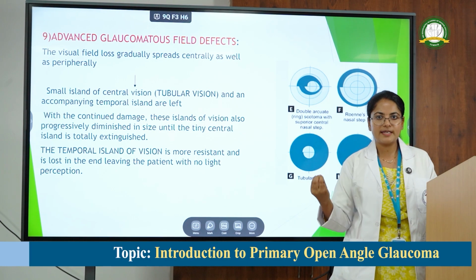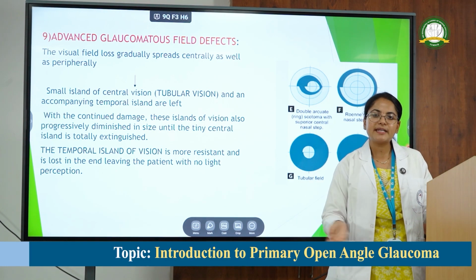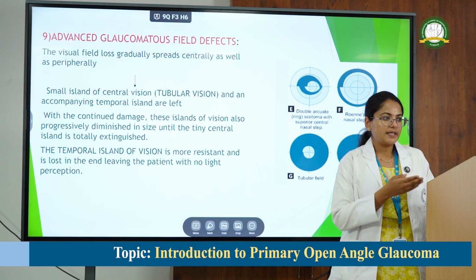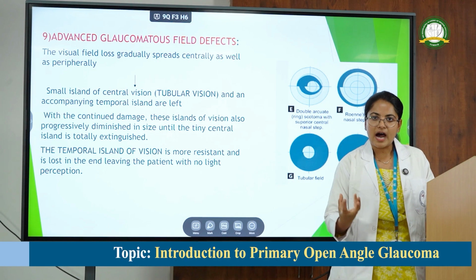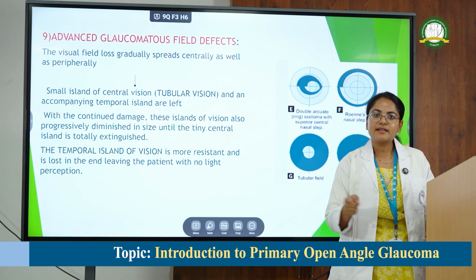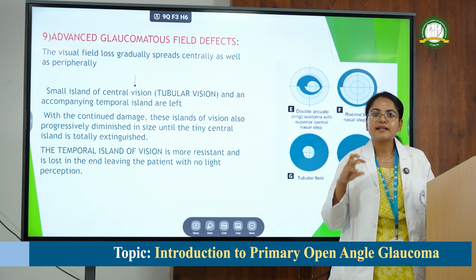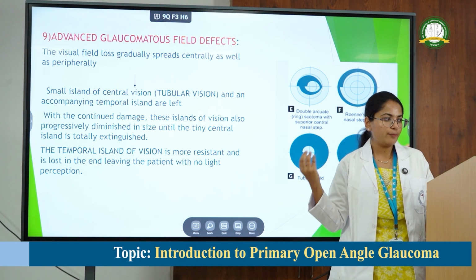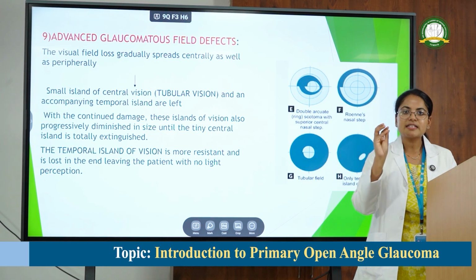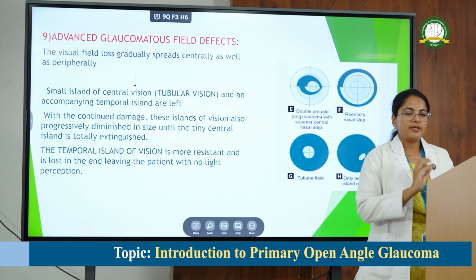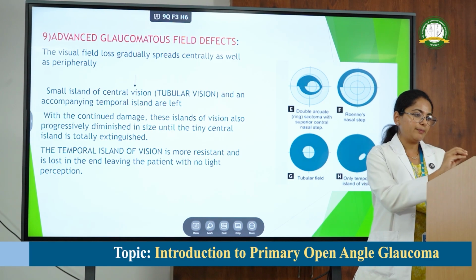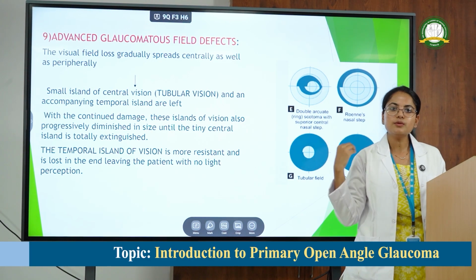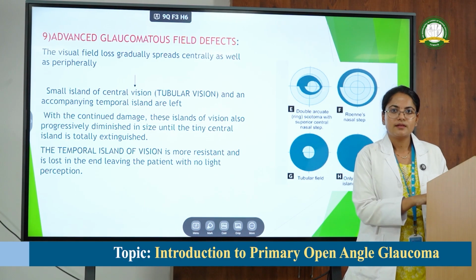So in the advanced glaucoma stage, what will happen? There is complete atrophy of the optic disc. So there will be a large optic cup, complete loss of neuroretinal rim, and glial tissue death is by apoptosis. So the last fibers to be affected are temporal fibers, or the last temporal visual field is the last to go in glaucoma. Thank you.